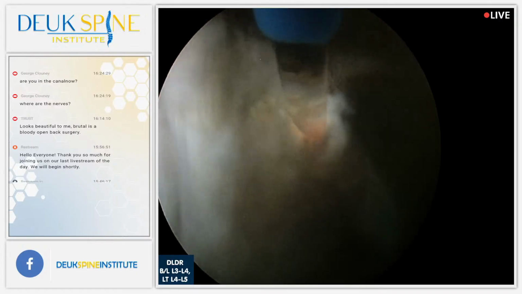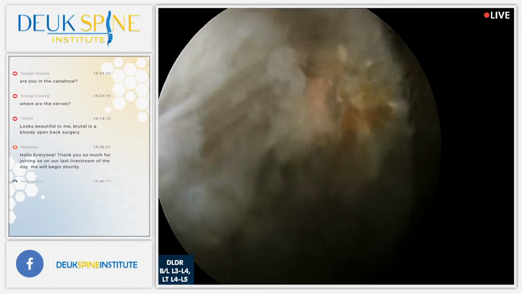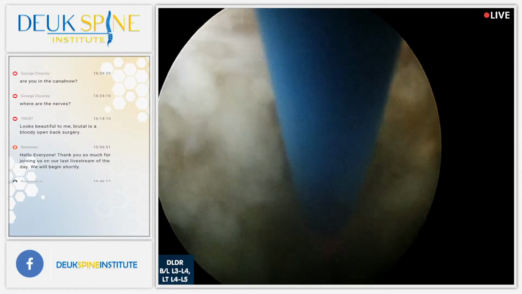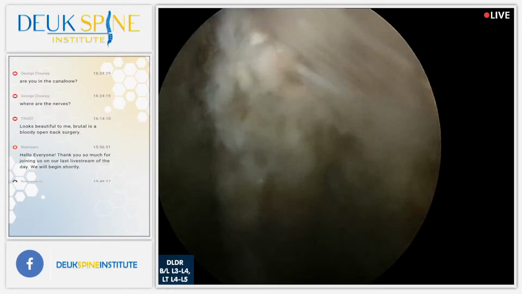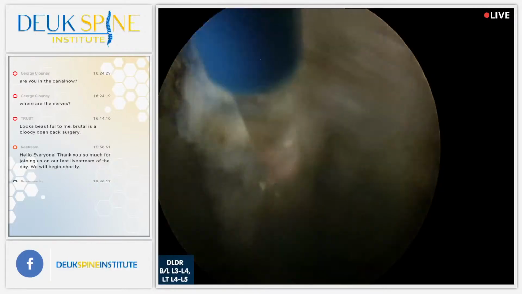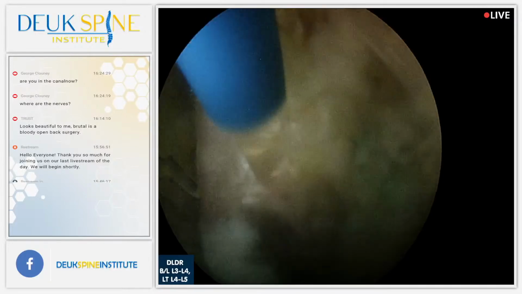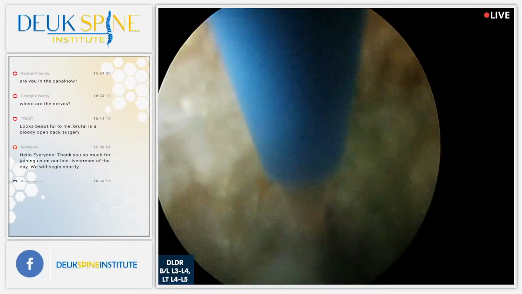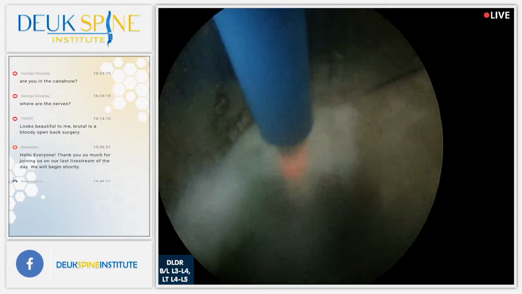I'll show you where the nerves are. They're outside of the disc, behind the disc. You're going to see one of them probably in just a minute here. Now, she had bilateral leg symptoms from these herniations right here that I've been working on getting rid of. These herniations are pushing on her nerves.